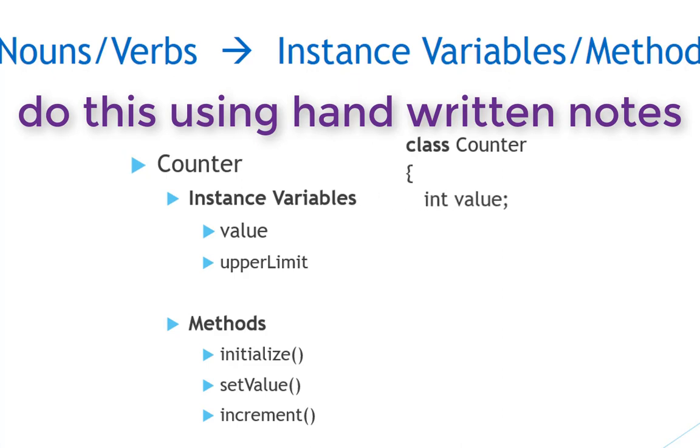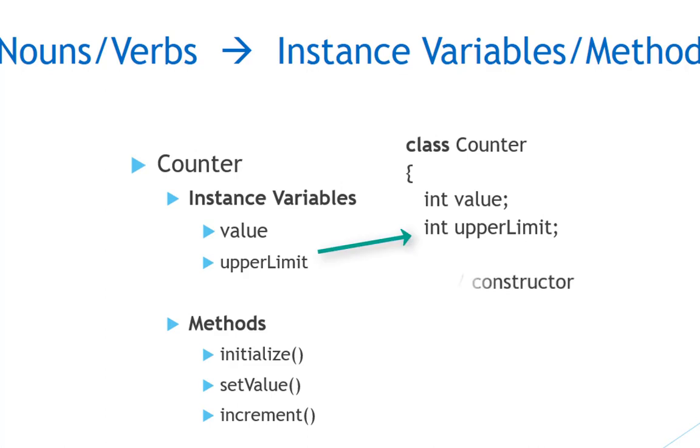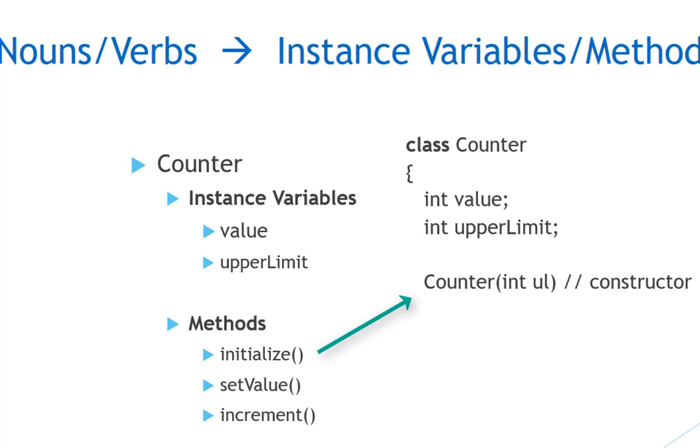So moving from the description here and our recorded nouns and verbs, we would translate the value into an integer member of the counter class. Upper limit will also be an integer. The initialize can be done using our constructor that accepts an input for the upper limit and we'll set the value to 0.